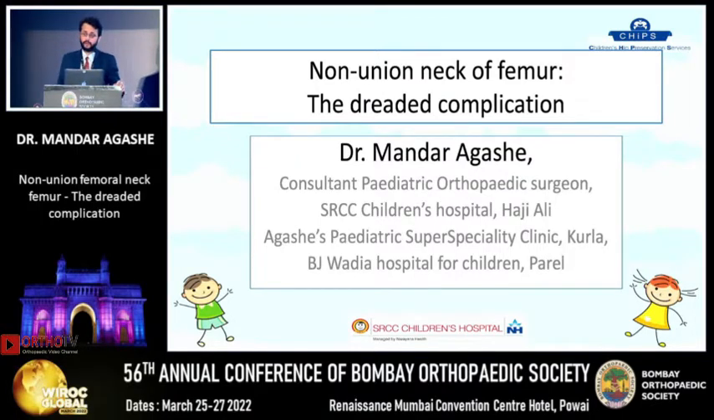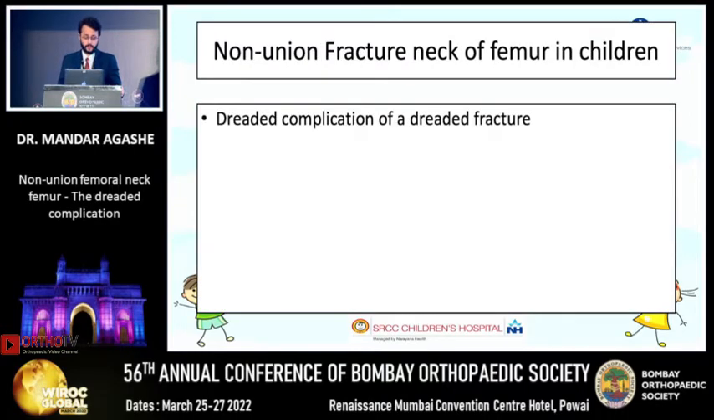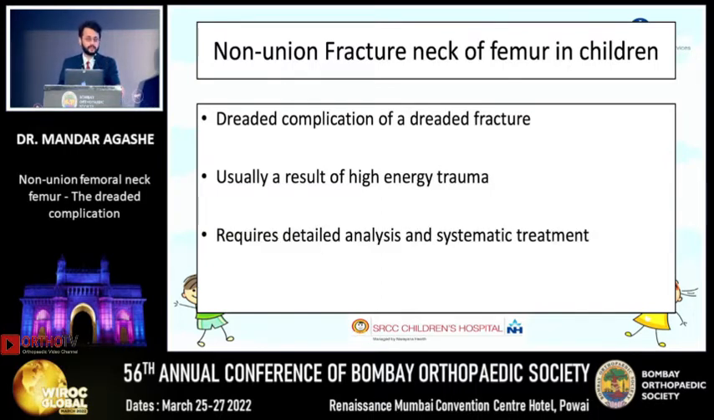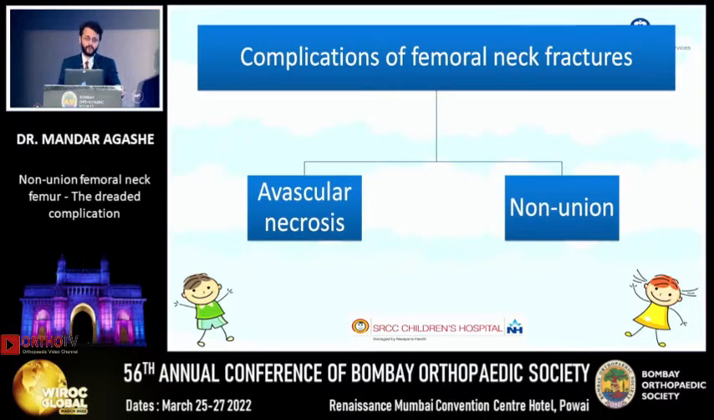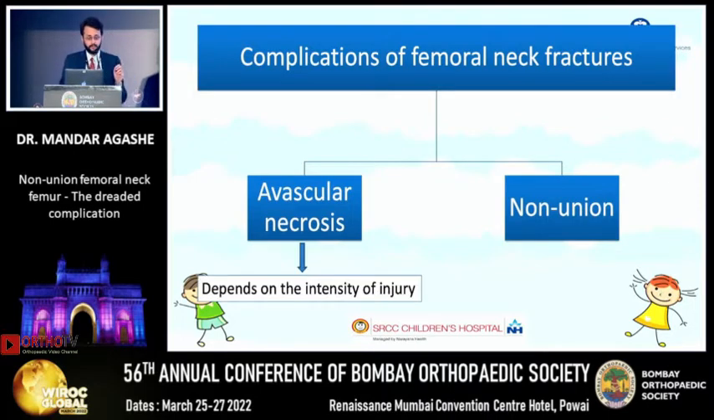Non-union neck femur is a very dreaded complication of a dreaded fracture, and usually it's the result of a very high energy trauma and requires detailed analysis and a systematic treatment. If you think of the two main complications of femoral neck fractures, they are avascular necrosis and non-union. We should remember that avascular necrosis depends on the intensity of injury, so the fate of the child as regards avascular necrosis is sealed at the time of injury itself. As against that, non-union many a times depends on what we do, depends on our fixation.